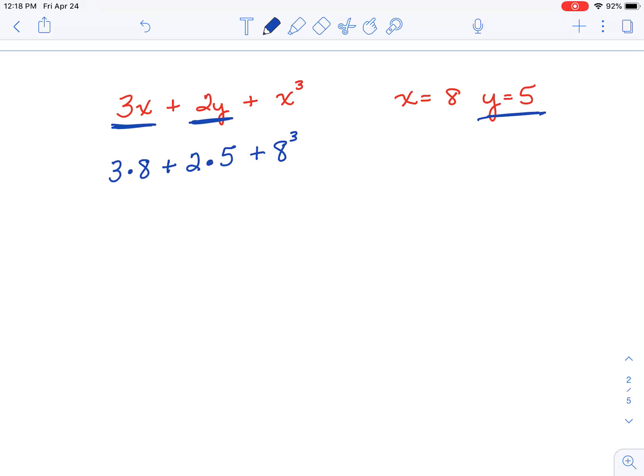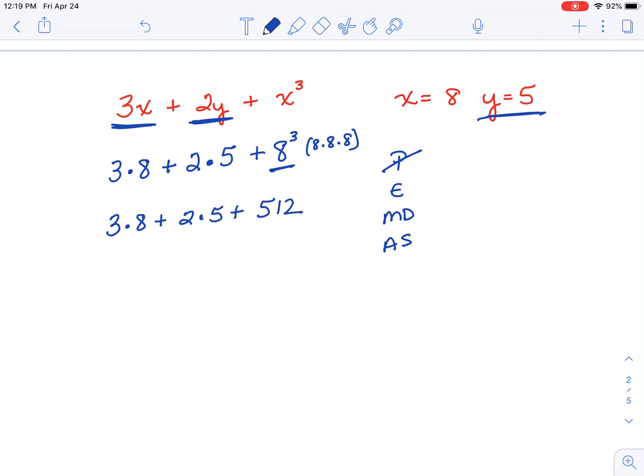And then at this point, again, we're ready to do our order of operations: parentheses, exponents, multiply and divide, add and subtract. In this problem, do we have any parentheses? Nope. So we go on, do we have any exponents? Yes, we do, right there. So bring down 3 times 8 plus 2 times 5 plus, now remember, this means 8 times 8 times 8. That's going to give us a pretty big number. So we know that 8 times 8 is 64, and then 64 times 8 is 512.